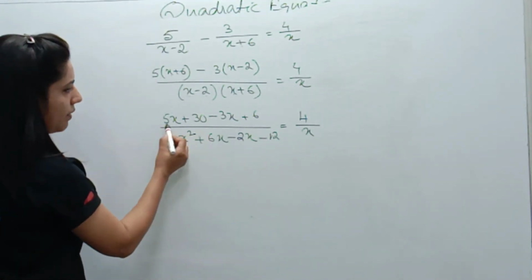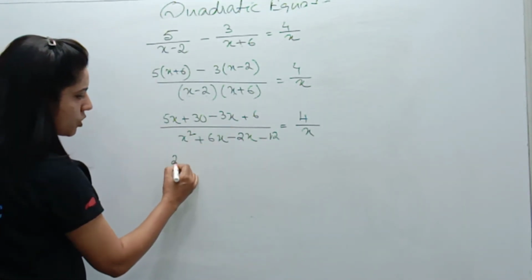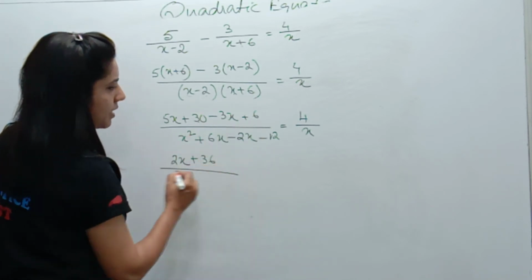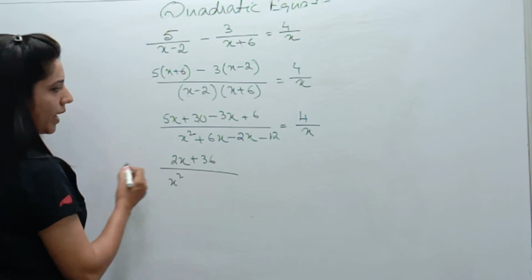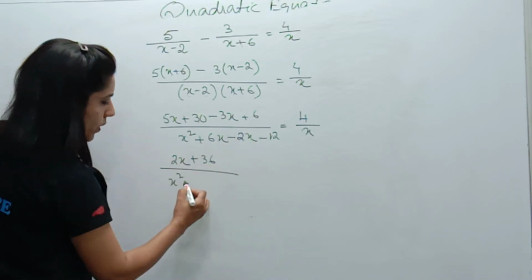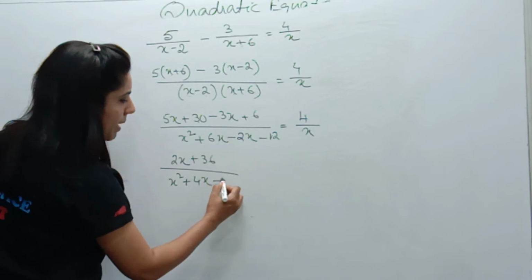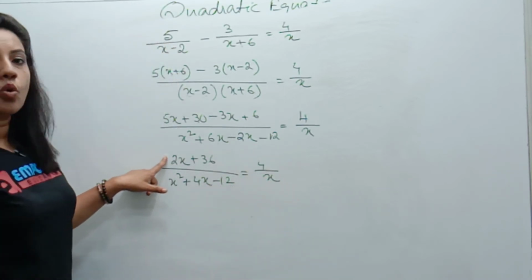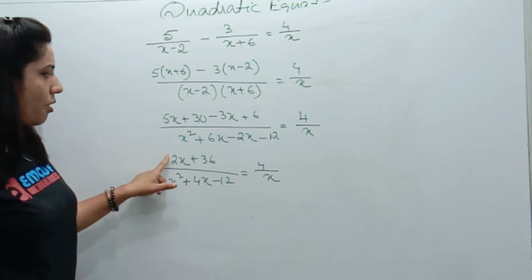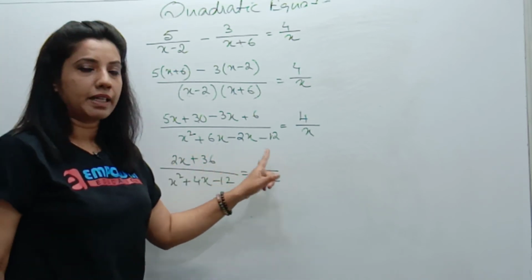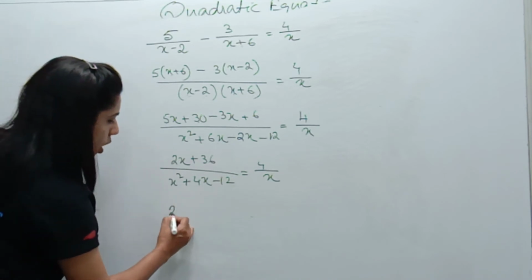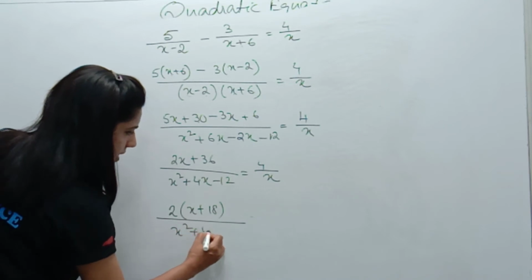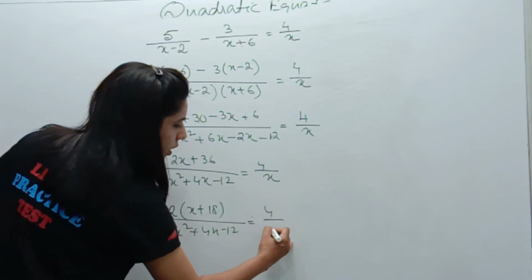So this is 5x minus 3x, that's 2x, 30 plus 6, that is plus 36, divided by x square, 6x minus 2x, that plus 4x minus 12 is equal to 4 upon x. We can take 2 common from here. If we take 2 common from here and cancel it with 4, we will make the equation small. So let us take 2 common from here: x plus 18 upon the same denominator, and then we get 4 upon x.